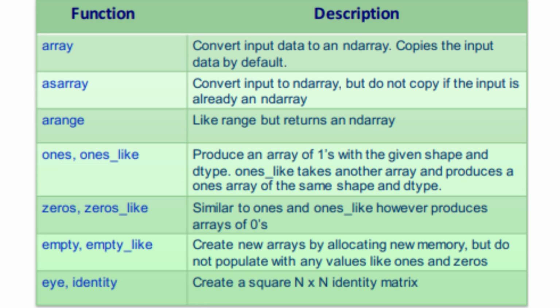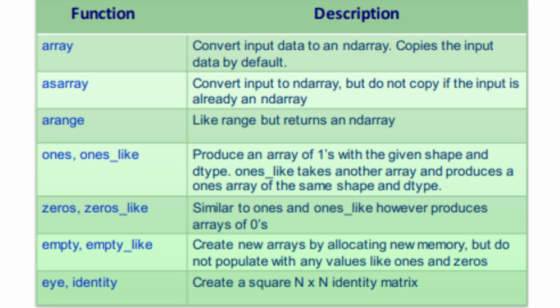The NumPy library provides several other functions for creating arrays, such as the array function, which can be used to convert inputs to an ndarray, but it does not copy the input data if it's already an ndarray. The empty and empty_like functions are used to create new arrays by allocating new memory, but they do not populate the arrays with any values like ones and zeros.